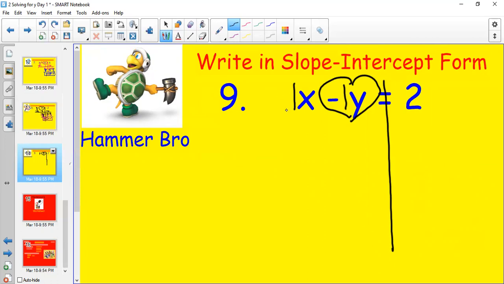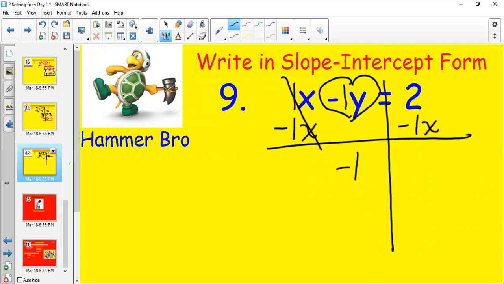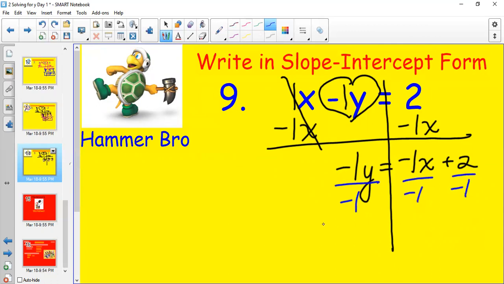I want to get rid of a positive 1x, so I'm going to subtract 1x from both sides. Cancels that out. So I have -1y equal to, how many x's do I have? I have -1x. How many constants do I have? That's a +2. And I'm going to divide everything by that coefficient to get rid of the -1 out front.